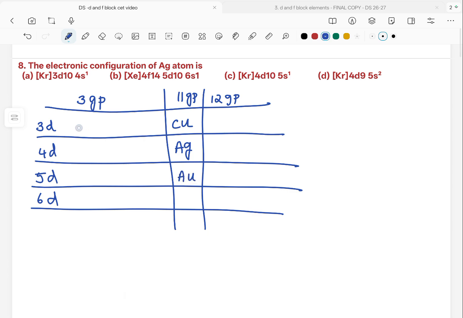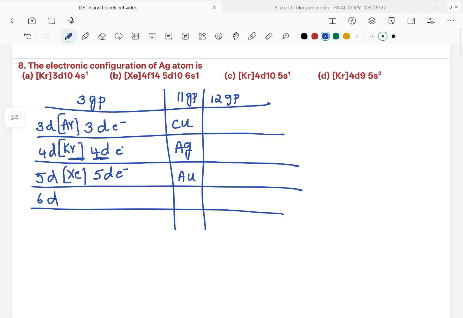3D series are the elements where the 3D electrons get filled. 4D series, 4D orbitals, meaning 4D electrons will get filled there. 5D series where electrons fill in 5D orbitals, which are followed by argon configuration in 3D series, krypton in 4D series, xenon in 5D series. So silver should have 4D configuration followed by krypton configuration.